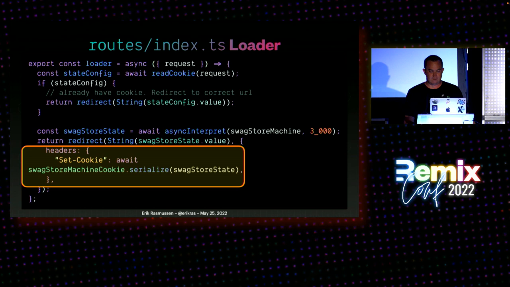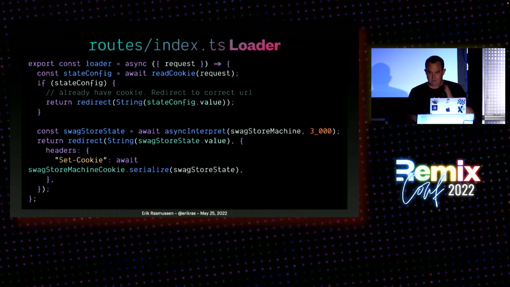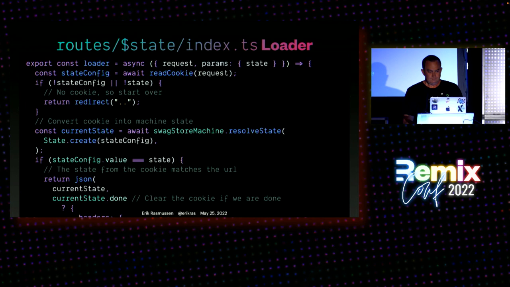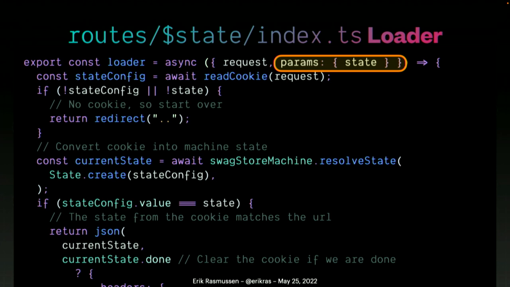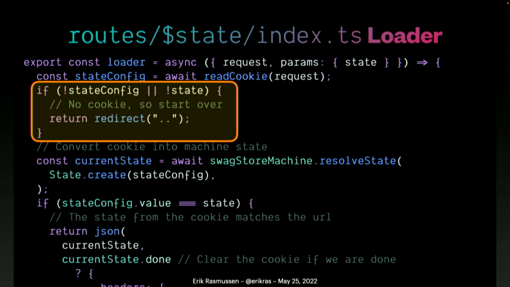And that's all we have to do for the root route. Now, on the dynamic state route, we're going to get whatever state is in the URL from the parameters here, and we're going to read the cookie. And if for some reason either of those we don't have, we're going to redirect back to the root so it can start us over again.